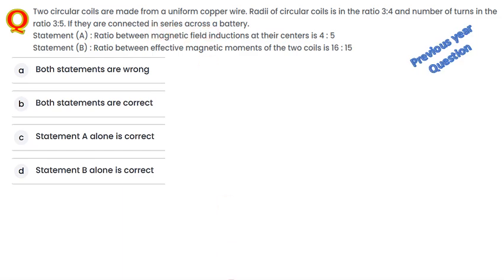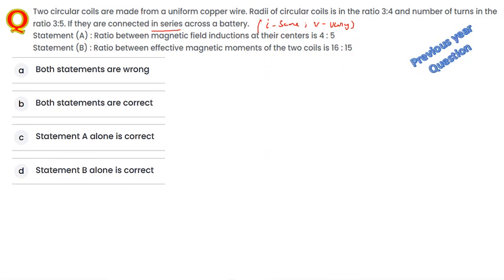This is an important thing you have to remember. Once it is connected in series, what do you mean by the current? Both the coils are connected in series, so the current will be the same and only the potential V will vary. Am I clear? V will differ and current will be the same. Now they have given two statements. Statement A is the ratio between the magnetic field induction, B1 by B2 is 4:5, and statement B is the ratio between the magnetic moment, M1 by M2 is 16:5. This we are going to find out.